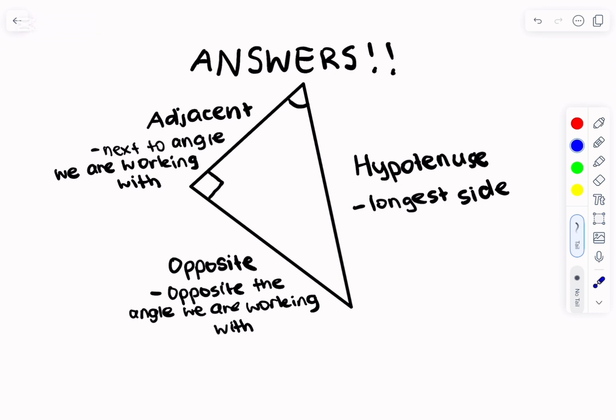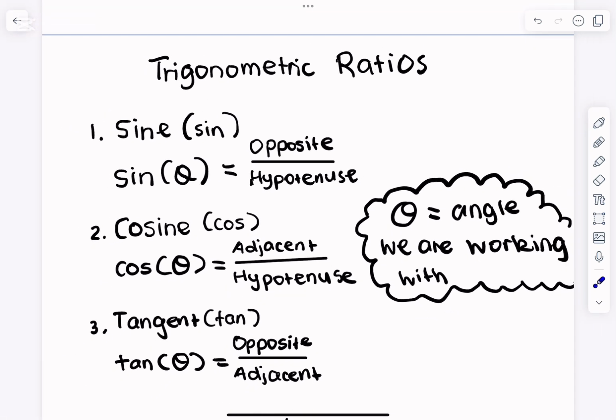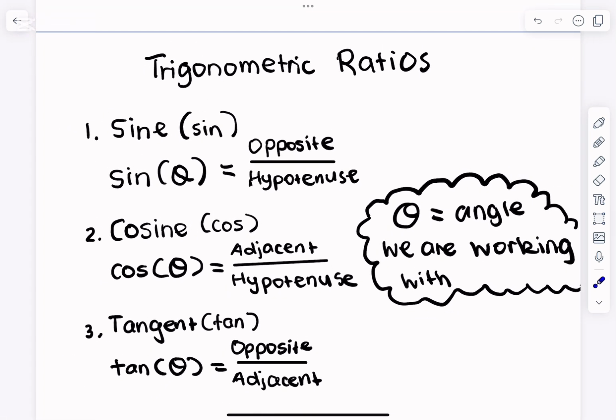Now let's talk about how these sides and angles are connected through trigonometric ratios. Trigonometry revolves around three main ratios that help us find the missing sides or angles of a right-angled triangle. Here are the three formulas that will help us.